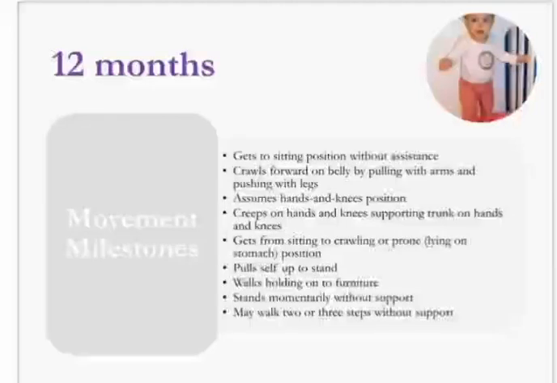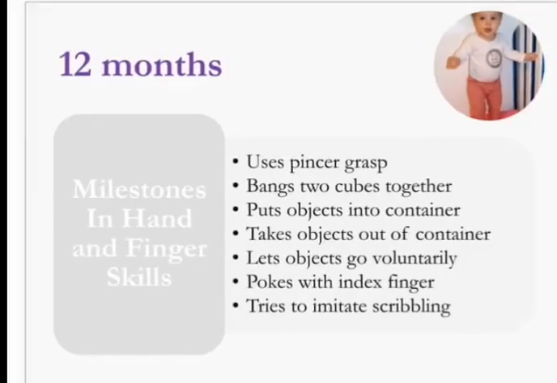In the 12th month, there will be the movement milestones: gets to a sitting position without assistance, crawls forward on the belly by pulling with the arms and pushing with the legs, assumes the hands and knees position, creeps on hands and knees, supporting the trunk on the hands and knees, gets from sitting to crawling or prone, lying on stomach position, pulls herself up to stand, walks holding on to furniture, stands momentarily without support, may walk 2 or 3 steps without support.